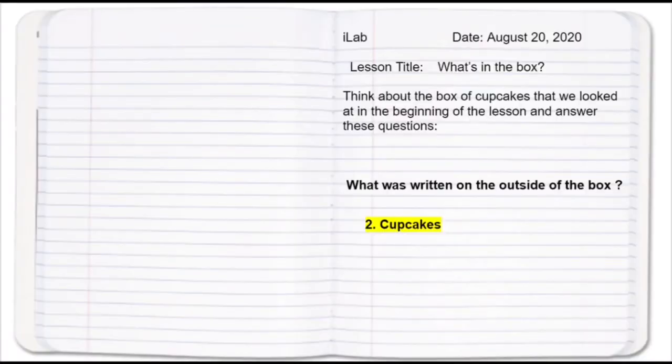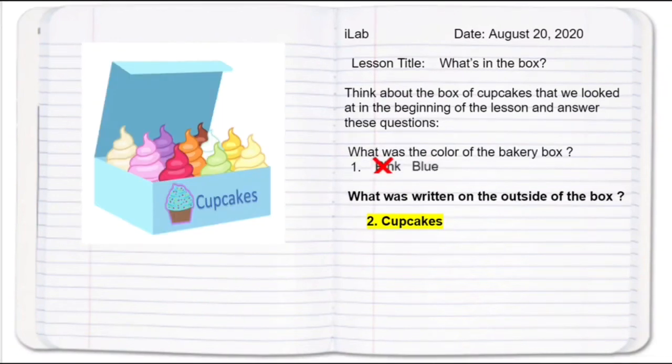All right, next question. What was written on the side of the box holding the cupcakes? I said that cupcakes was written on the side of the box. Let's look at the picture and see if we were right. And cupcakes it was. Yay! Did you get that one right?